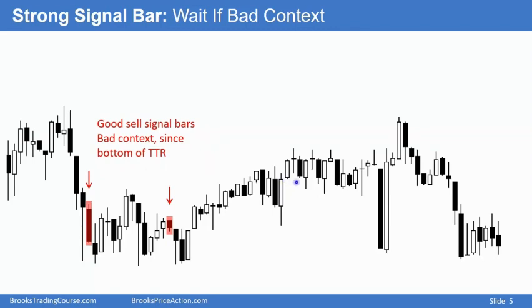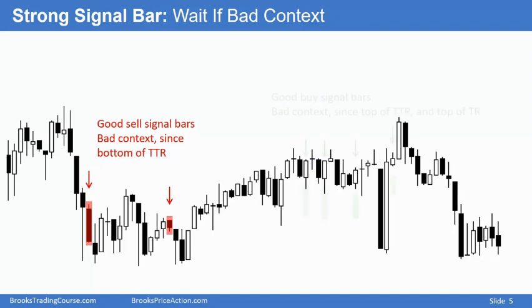Likewise, good-looking bull bars here, but look to the left. A lot of trading range price action. Where are the consecutive big bull trend bars? We have a couple here, but since then, the bull bars have been small and have been followed by bear bars. So betting that this is the start of a bull trend is a low probability bet.